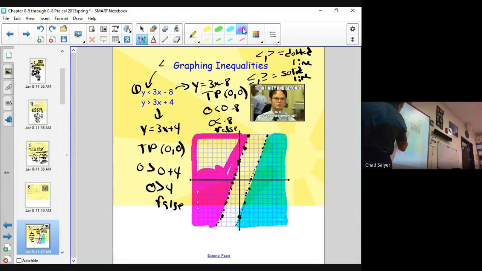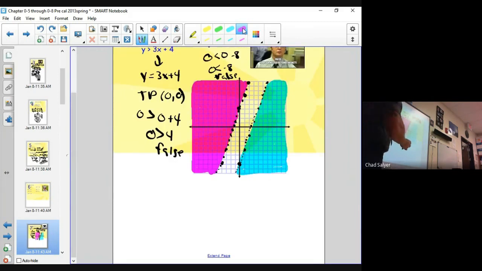So once you're finished indicating the solution areas for the two equations, where they overlap is your solution set. And in this case, there is no overlap and hence no solution at all, unfortunately.